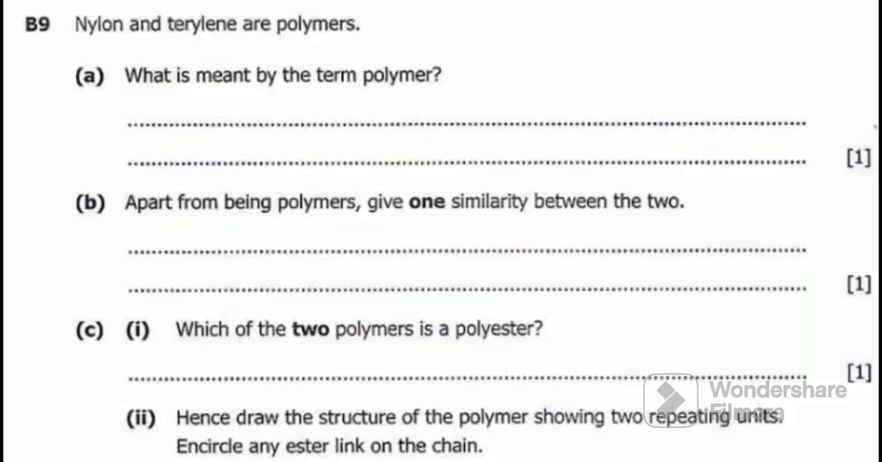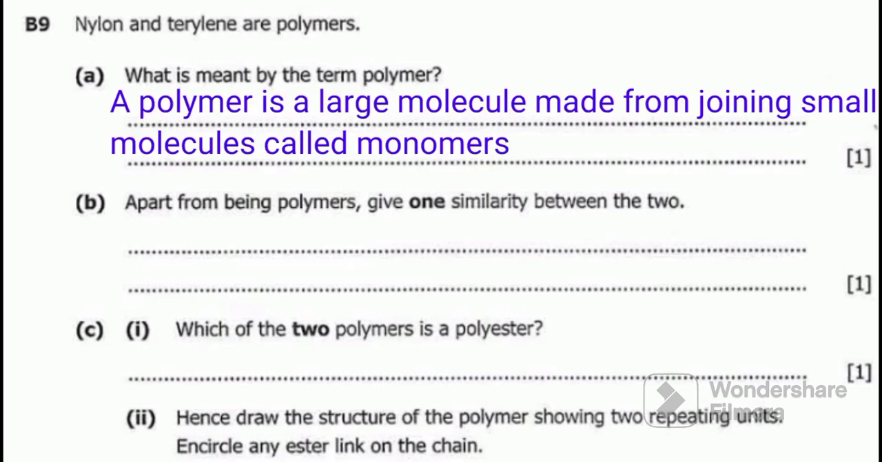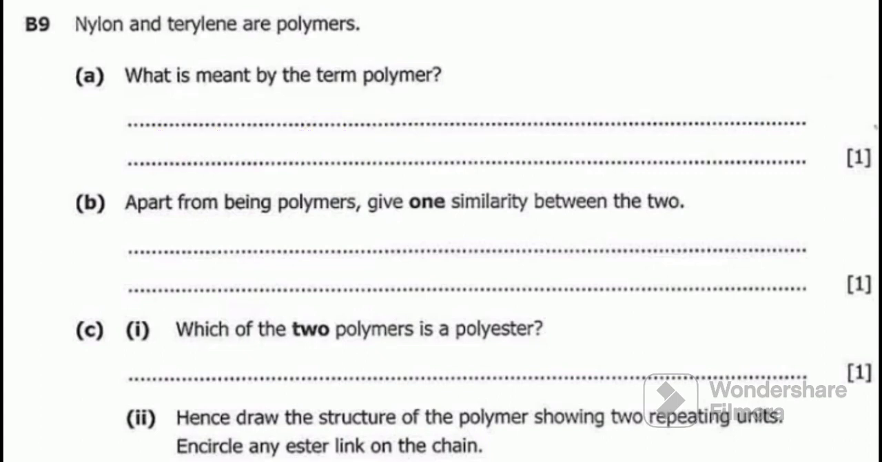Nylon and terylene are polymers. What is meant by the term polymer? A polymer is a large molecule made from joining together many small molecules called monomers. So when you join small molecules called monomers, the product is a polymer.